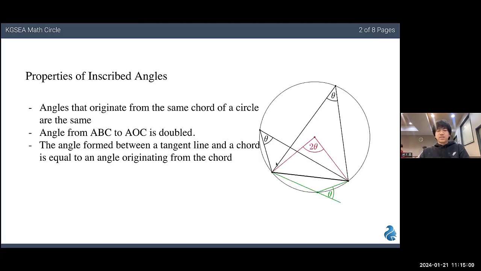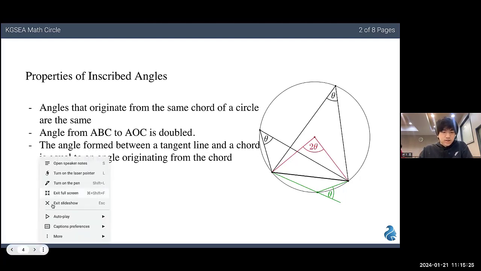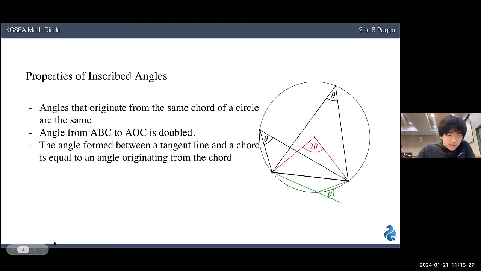And then properties of inscribed angles. Angles that originate from the same chord of a circle are the same, like this one and this one. Angle ABC to AOC, O being the origin, is doubled. This is also a pretty simple proof.